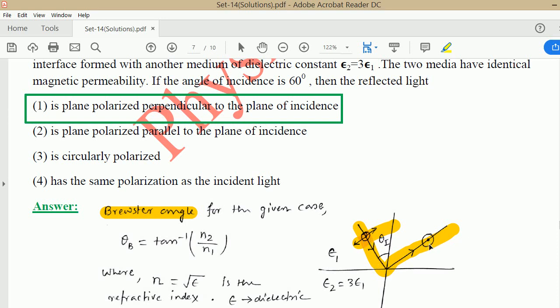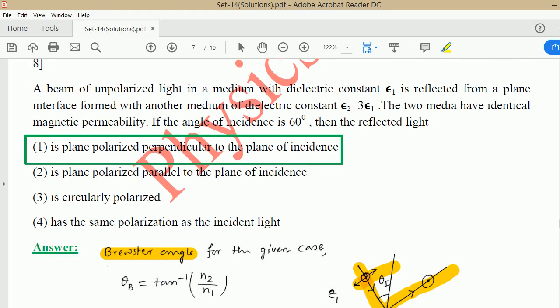So it is vibrating perpendicular to the plane of incidence. So this is the plane of incidence and it is vibrating perpendicular. Now we have to check whether this angle of 60 degrees is a Brewster angle for this or not.